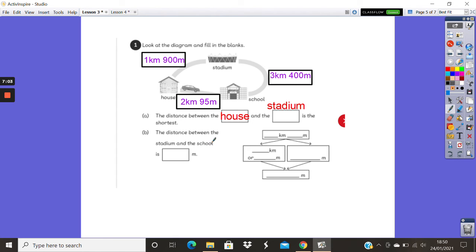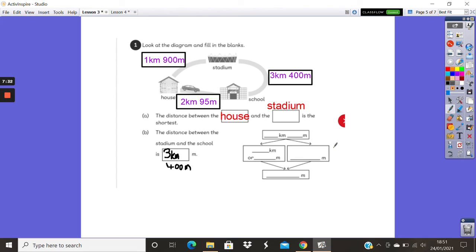Then it says the distance between the stadium and the school is. So you need to find the distance between the stadium and the school. So we've got stadium and the school here. So the distance between that is 3 kilometres 400 metres. Okay, so you can write 3 kilometres, right, a line underneath, can't fit it in the box, and 400 metres. Or you can write that just as metres if you want to, which would be 3,400 metres.